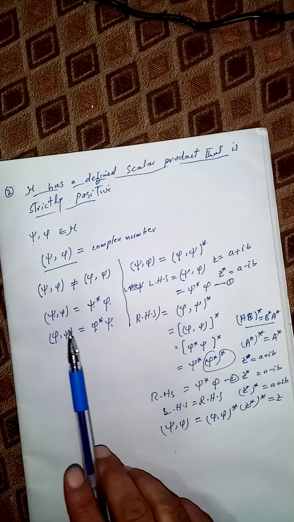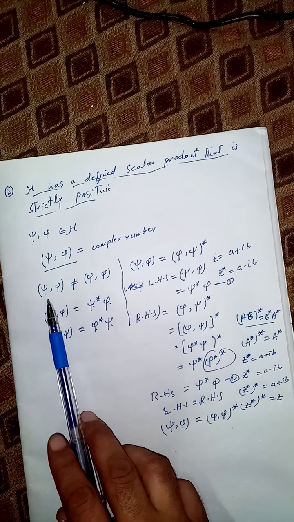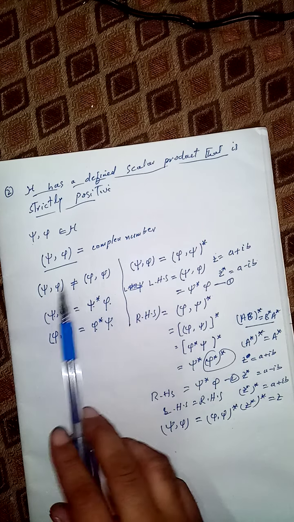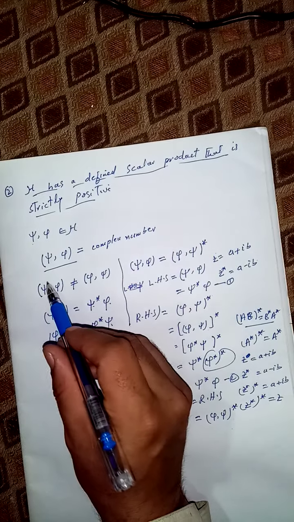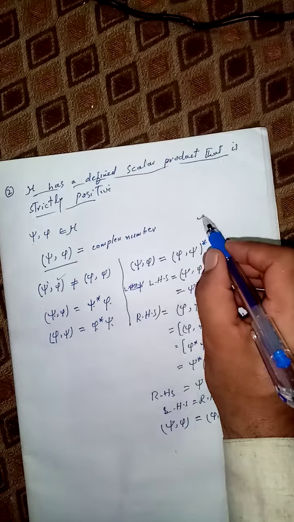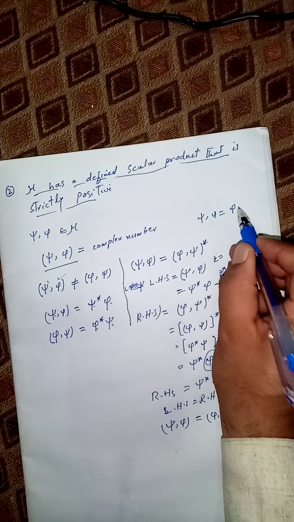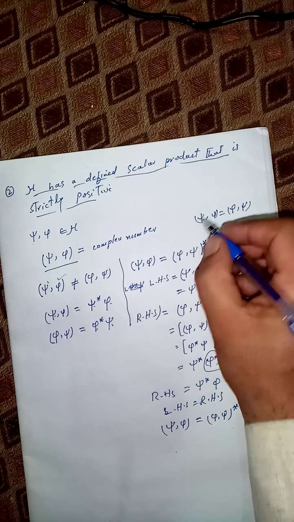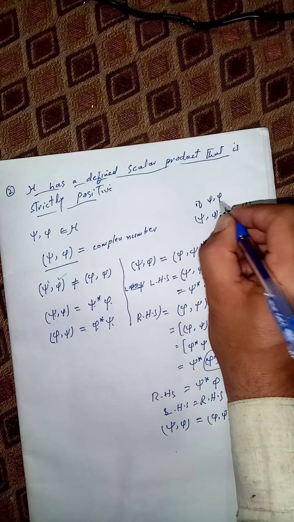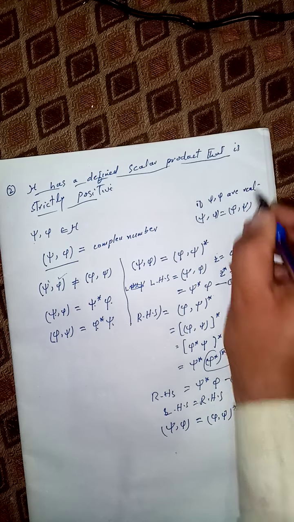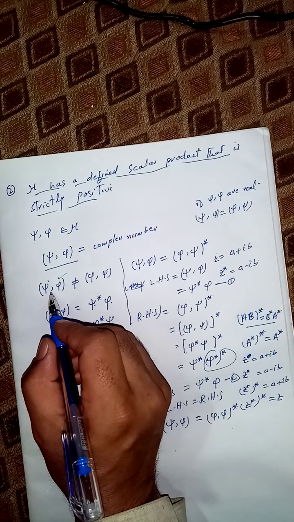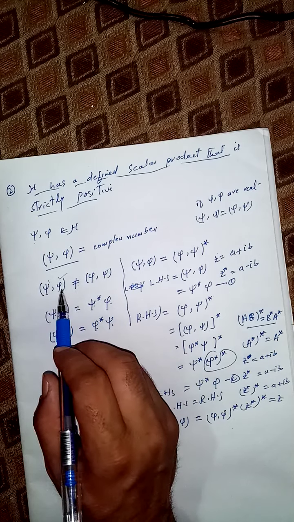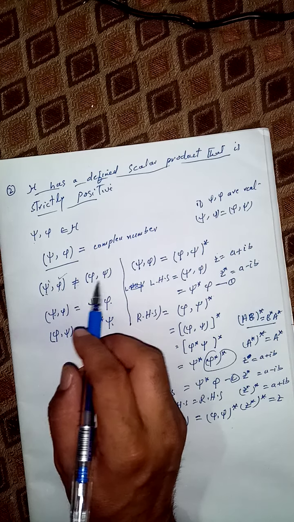In the previous lecture I had mentioned that the scalar product ⟨ψ|φ⟩ is not always equal to ⟨φ|ψ⟩. If ψ and φ are real, then ⟨ψ|φ⟩ is equal to ⟨φ|ψ⟩, but if ψ and φ are not real, then the scalar product of ψ with φ is not equal to the scalar product of φ with ψ.